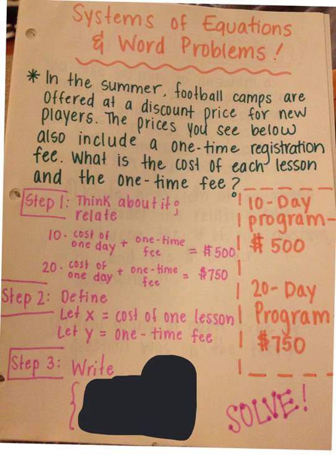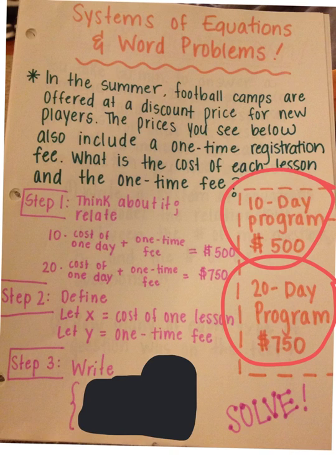So if we look at the example we have here, it says, in the summer, football camps are offered at a discount price for new players. The prices you see below also include a one-time registration fee. What is the cost of each lesson and the one-time fee? So there's a 10-day program that is $500, and then there's a 20-day program that is $750.